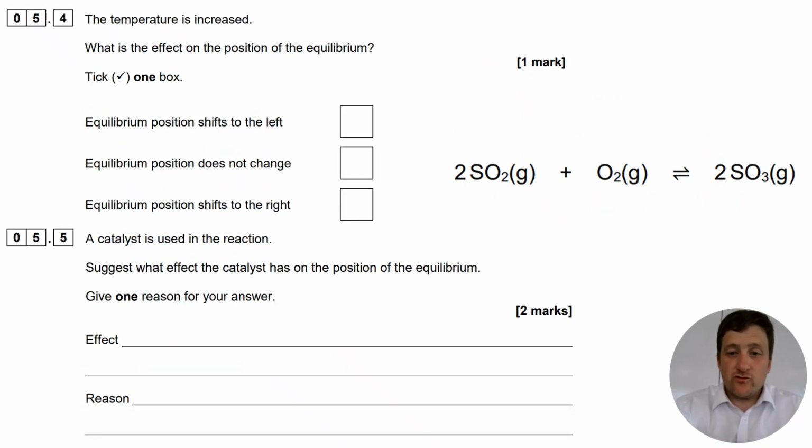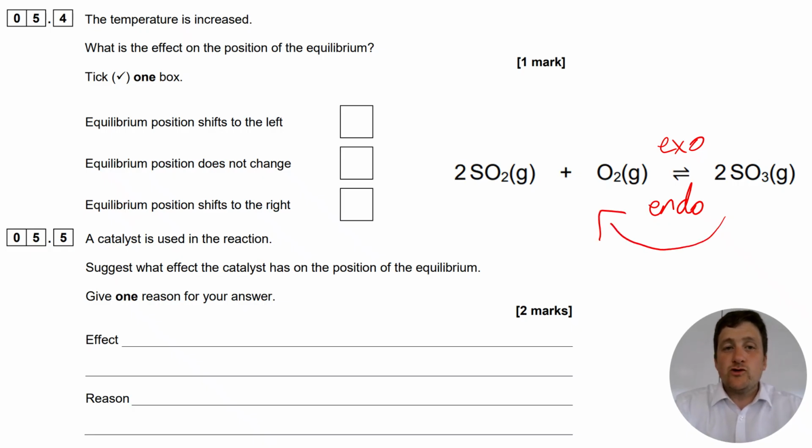The temperature is increased. Now, if you remember, we wrote on it before, and this is why I've written it again. Exo is forwards, endo is backwards, or endothermic. What is the effect if the temperature is increased? Well, exothermic is going to increase the temperature anyway. So if we increase the temperature, it's going to want to reduce the temperature, which means the endothermic reaction will take place, which means the equilibrium will shift to the left. It's sort of getting into the habit of it always going to do the opposite of what we want.